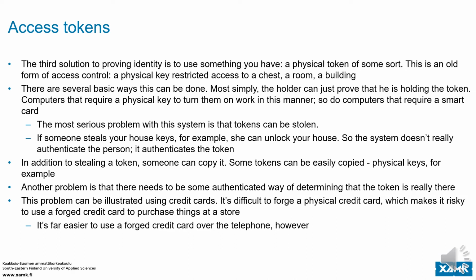The third solution to proving identity is to use something you have, a physical token of some sort. This is an old form of access control. A physical key restricted access to a chest, a room, a building. There are several basic ways this can be done. Most simply, the holder can just prove that he is holding the token. Computers that require a physical key to turn them on work in this manner, so do computers that require a smart card. The most serious problem with this system is that tokens can be stolen. If someone steals your house keys, for example, she can unlock your house. So the system doesn't really authenticate the person, it authenticates the token. In addition to stealing a token, someone can copy it. Some tokens can be easily copied, physical keys, for example.